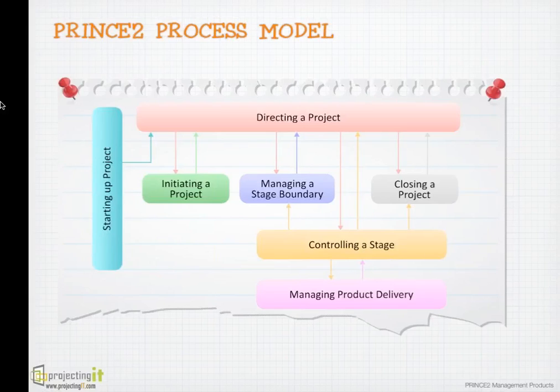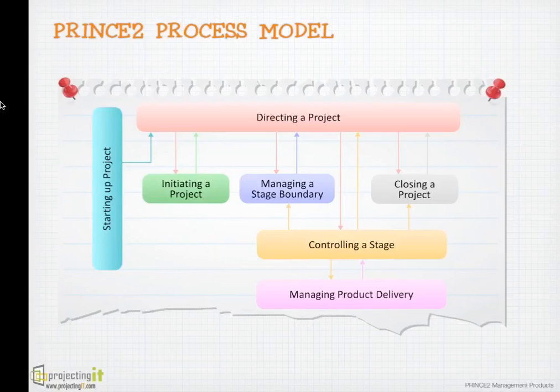To give you an example, business case is produced during starting up a project with high level estimates based on assumptions, which is then used by the board in directing a project to see if this project is viable and justified. When they give a go ahead, we go into initiating a project where we do detailed planning. With more information available about the project, we update the business case and submit it again to the board. They will now see the latest information and estimates on the project, based on which they allow the project to move to the next stage.